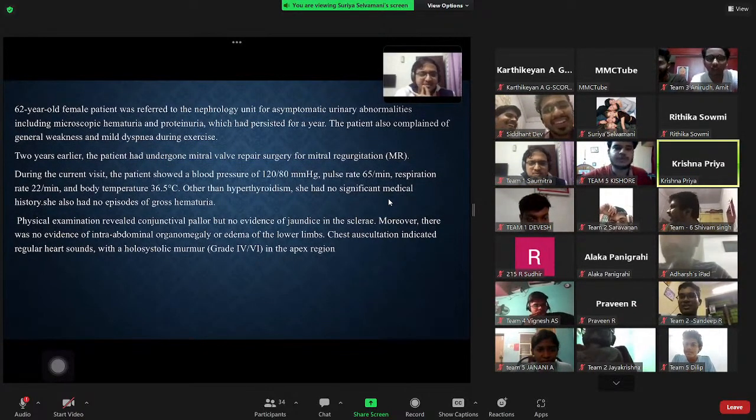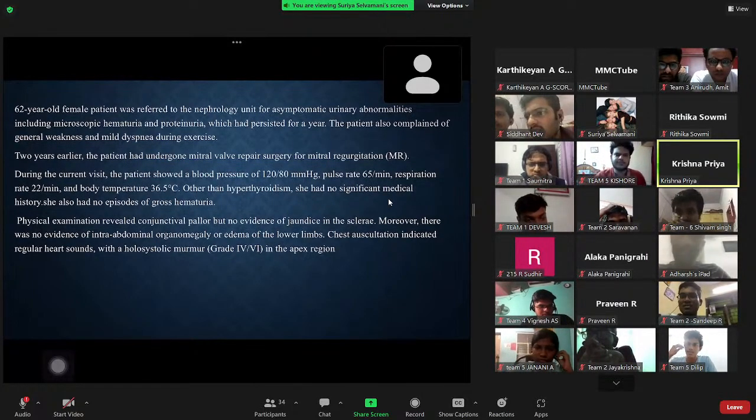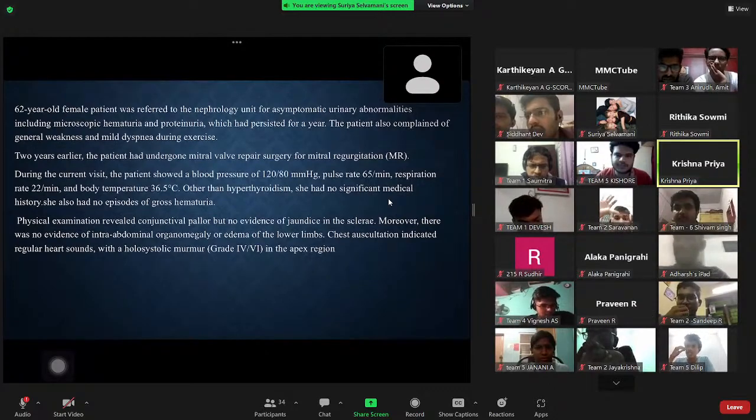This is a question. A 62-year-old female was referred to the nephrology unit for asymptomatic urinary abnormalities, including microscopic hematuria and proteinuria, which had persisted for a year. The patient also complained of generalized weakness and mild dyspnea during exercise. Two years earlier, the patient had mitral valve repair surgery for MR.